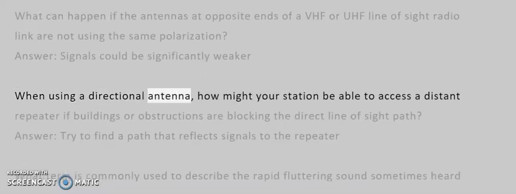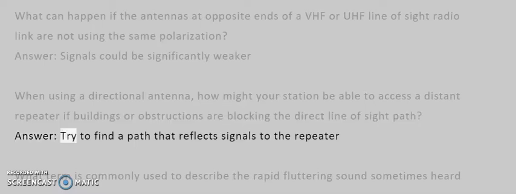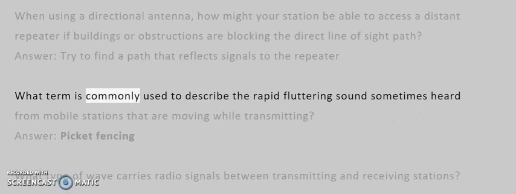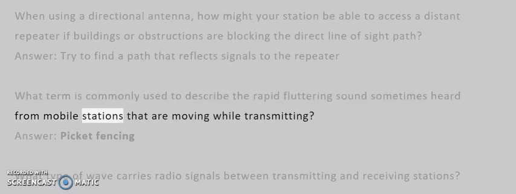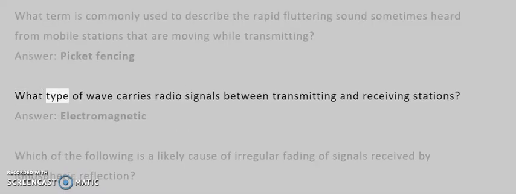When using a directional antenna, how might your station be able to access a distant repeater if buildings or obstructions are blocking the direct line of sight path? Answer: Try to find a path that reflects signals to the repeater. What term is commonly used to describe the rapid fluttering sound sometimes heard from mobile stations that are moving while transmitting? Answer: Picket fencing. What type of wave carries radio signals between transmitting and receiving stations?